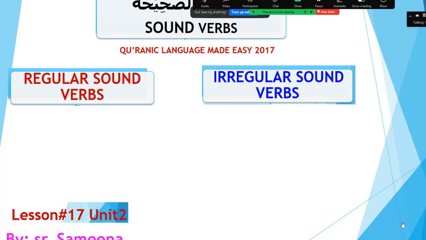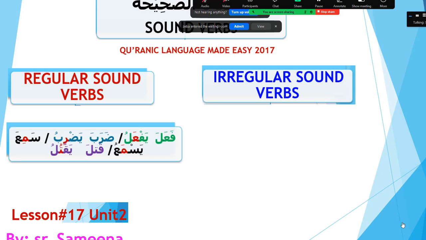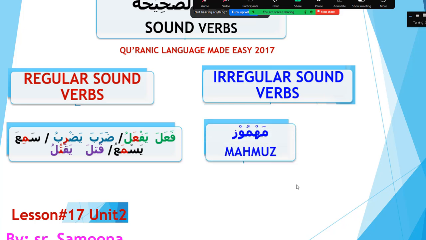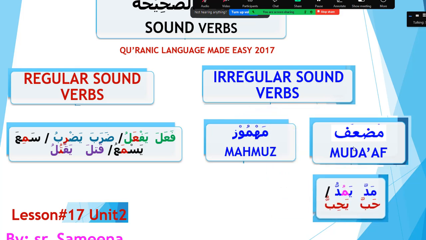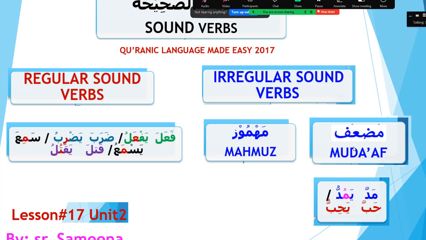And what are the regular sound verbs? The words which we learned in our previous lessons, like fa'ala yaf'alu, daraba yadribu, sami'a yasma'u, karuma yakrumu, right? All those words which we learned in our previous lessons belong to the regular sound verbs. And today we are going to learn about irregular sound verbs, and they are further divided into mahmoos and muda'af. Okay, so irregular sound verbs are divided into mahmoos and muda'af. And today's topic, lesson 17, is about the irregular sound verb muda'af, that is the double lettered verbs.